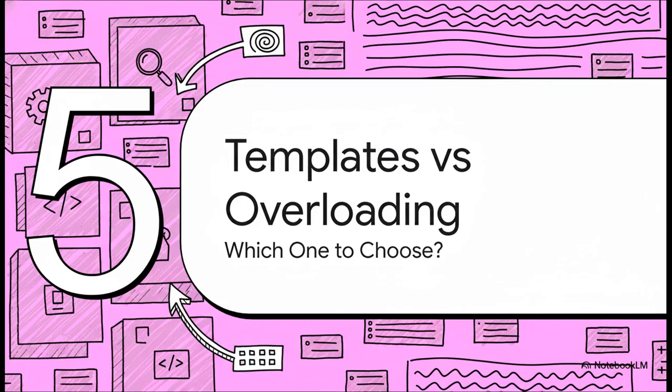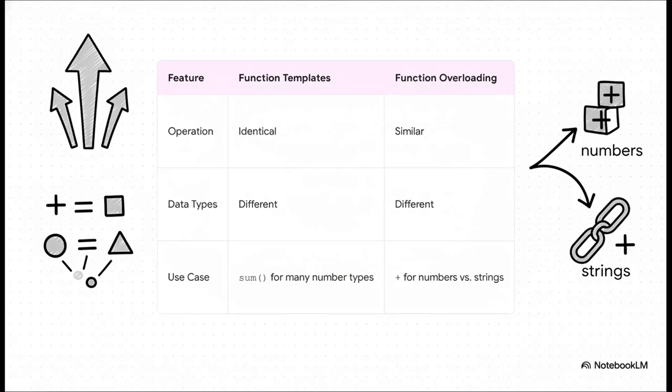So all of this brings us to a really important question. When should you use a template, and when should you stick with good old-fashioned function overloading? Let's break it down real quick. You use function templates when the core operation is identical across all the different types. A sum function, for example, it just adds things up, right? Doesn't matter if they're integers or doubles, the logic is the same. Now, you use function overloading when the operations are only conceptually similar but actually need different logic. The classic example is the plus operator. For numbers, it means addition. For strings, it means concatenation. Same symbol, totally different job.